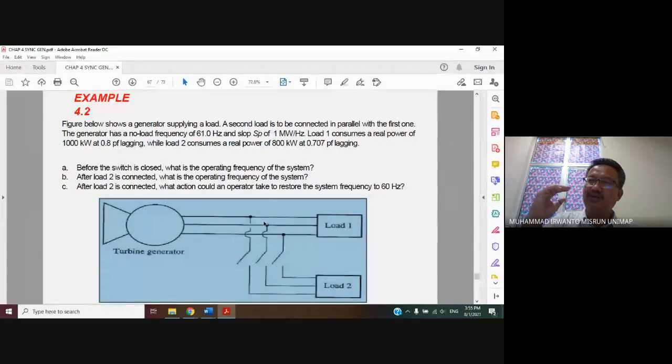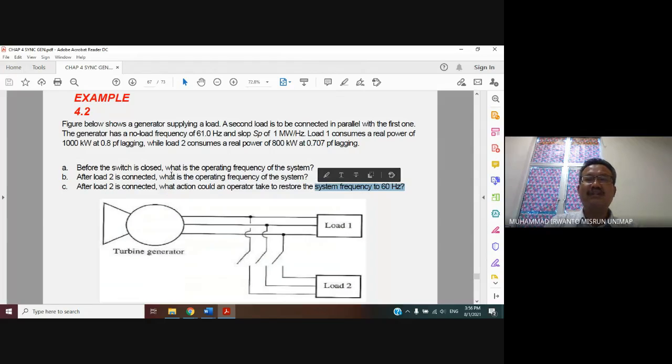Kalau lah manual, ini kalau cerita manual. Soalan ketiga, after load is connected, what action could an operator take to restore the system frequency to 60 Hz? Berarti ketika di-connect to the load 2, the frequency system is below 60 Hz lah mungkin. Mungkin ya, saya pun kalau tengok kiraan dulu. Okay, so we can answer.